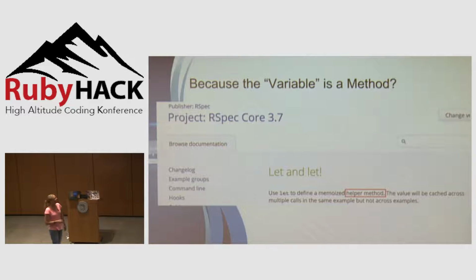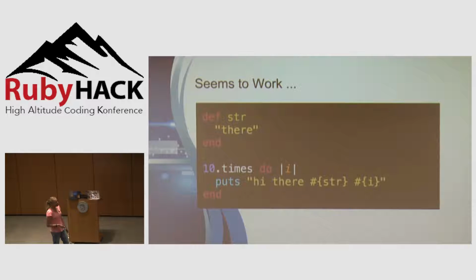And again, I quickly came up with an example, however, that shows that this seems to work in general as well. So here I'm basically just defining string as a method and again, using it inside my block that I'm passing 2 times, and we all know this works.